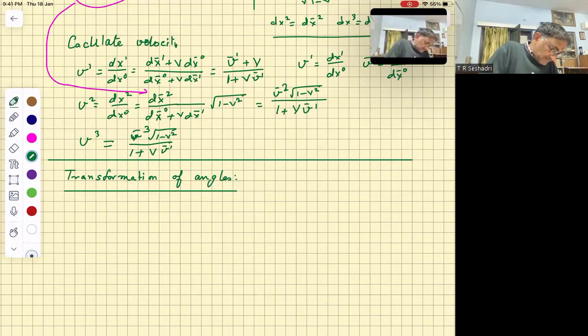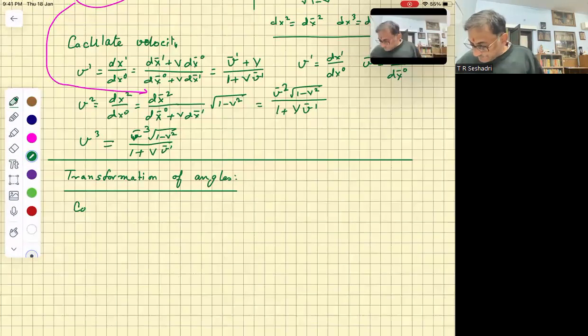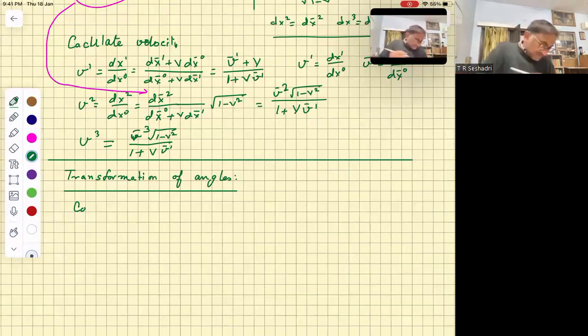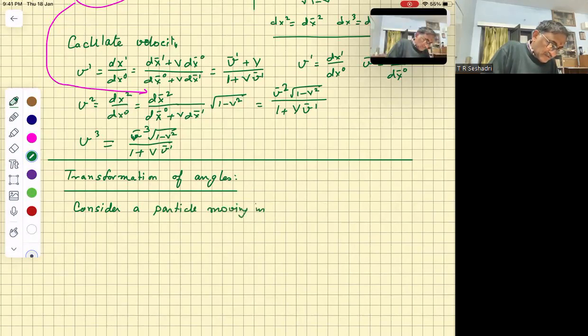Suppose I have... consider a particle moving in the XY plane. Now, I can always do this.